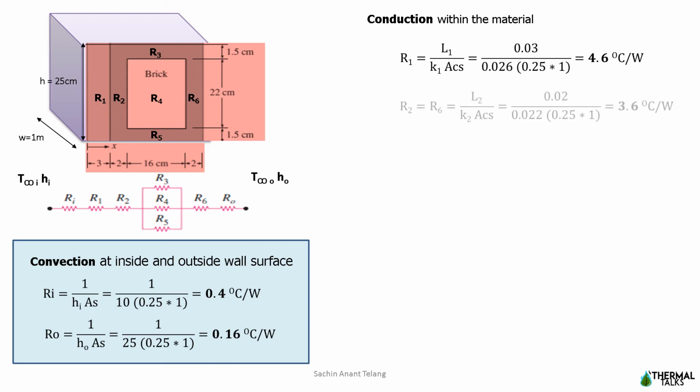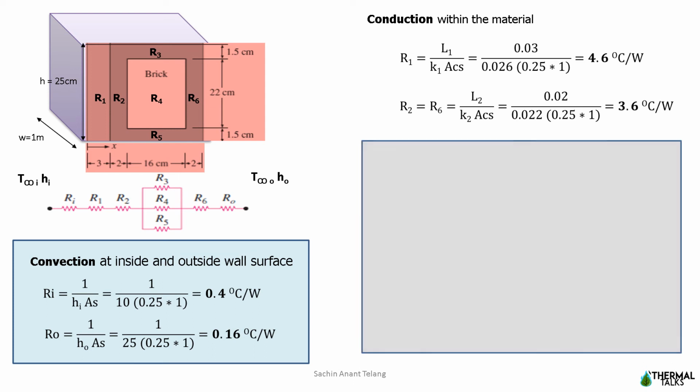conductive resistance R1. Now I can calculate conductive resistance R2 and R6, which are the very same. They have similar thickness also, 2 centimeter. So without much confusion, I can directly write R2 is equal to R6. That is equal to, either I can take L2 or L6 because L2 and L6 are 2 centimeter itself, and K2 and K6. Again, R2, R3, R5, R6 are all plaster itself, so all have the same thermal conductivity, 0.022. And I get conductive resistance 3.6.